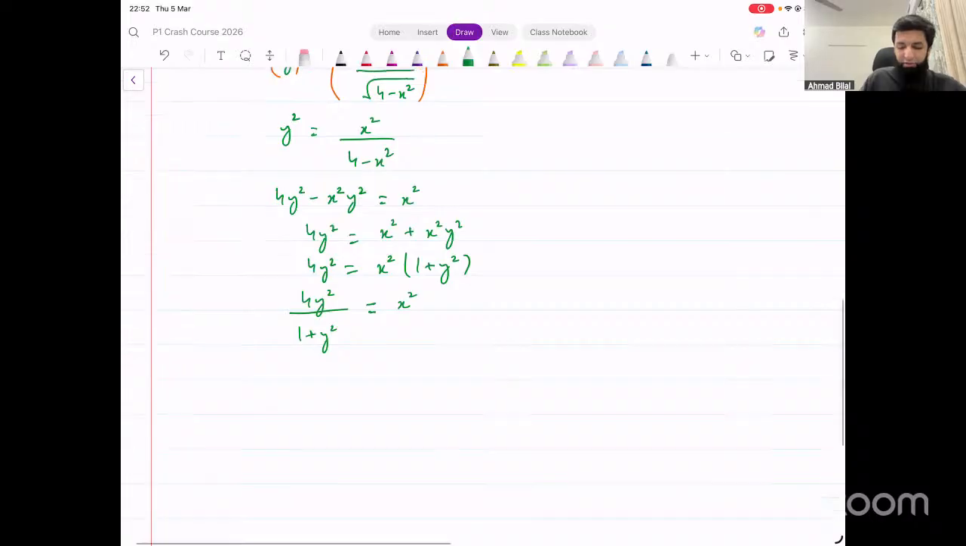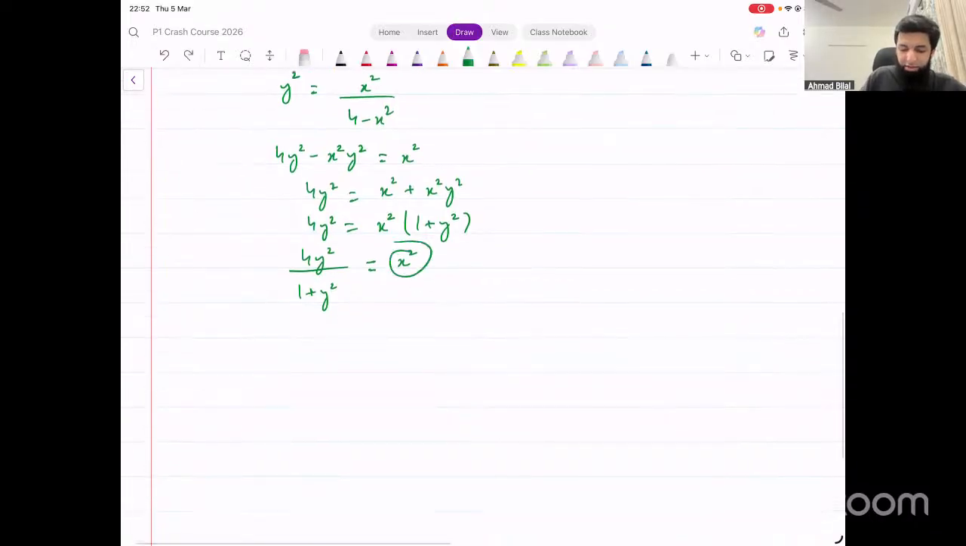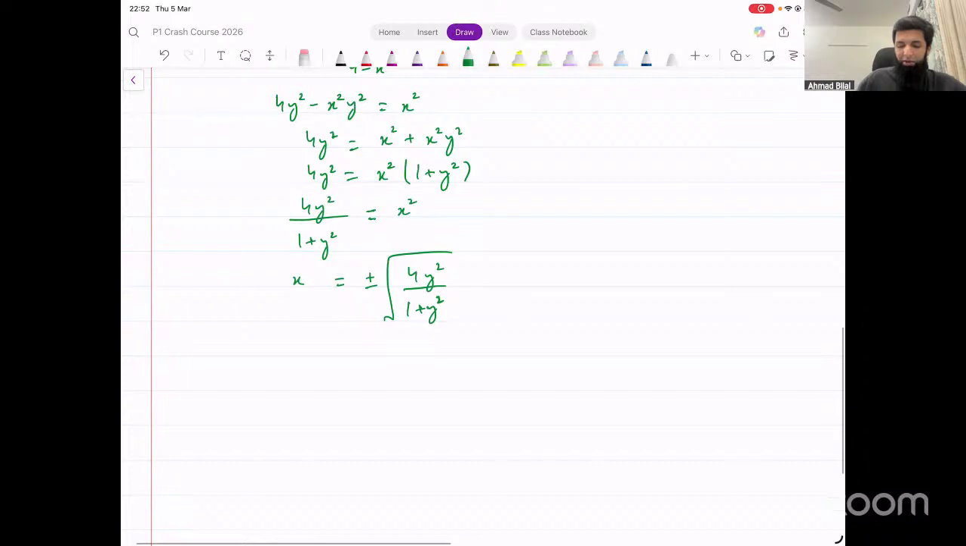And now we take the square root on both sides. I'm writing this x on the other side. X equals plus minus square root of 4y squared divided by 1 plus y squared. This is what we end up getting. Now, can we simplify this?